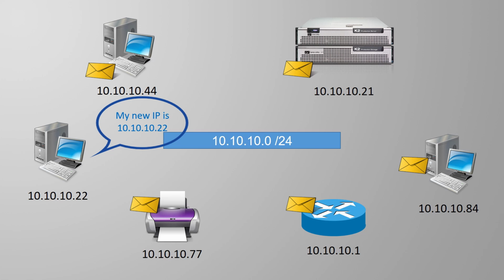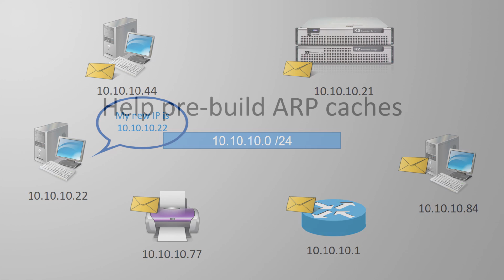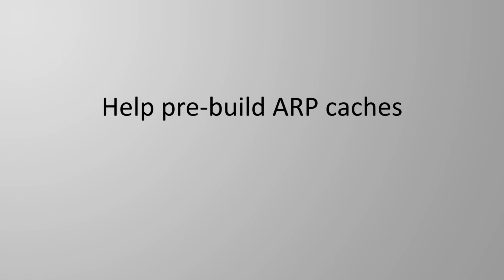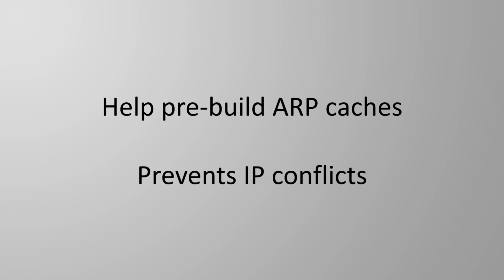This isn't the only time this happens. When a device first boots up, it will also send a GARP message. And this has two advantages. Firstly, devices learn the IP to MAC mapping for the new device without needing to send an ARP out. Secondly, if the IP of the new device is already in use, the device already using it can send a GARP reply. This helps to prevent IP conflicts.